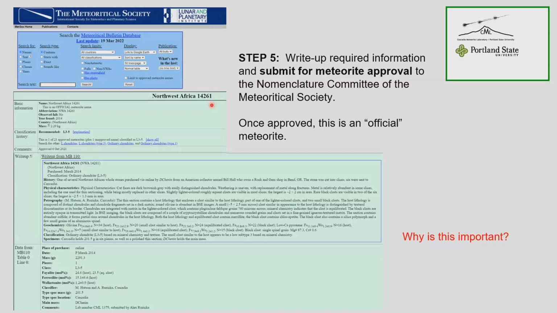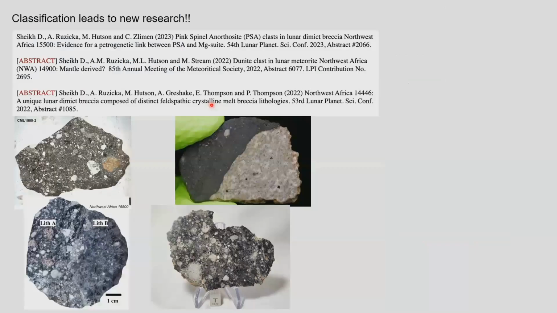So I just said why it was important, but let me rephrase it again: the importance of classification is that it leads to new research. What you're seeing right here are 4 different lunar meteorites that so far have been very helpful to me during my 2 years in my PhD program.